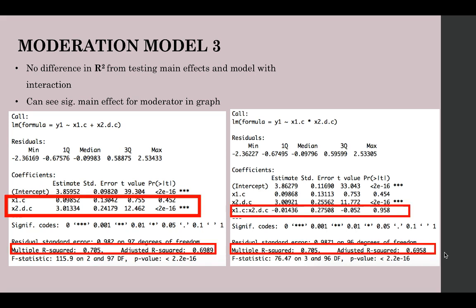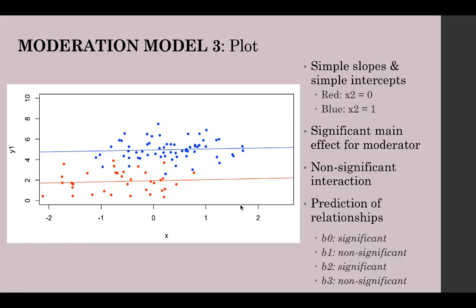So in moderation model 3, we actually fail to reject the null hypothesis for x1, but we have a significant main effect for our moderator. So when we include the interaction term, there's no change in the amount of variance explained because we do not have that significant interaction effect, but we have this significant moderator. So let's see what this might look like in a graph.